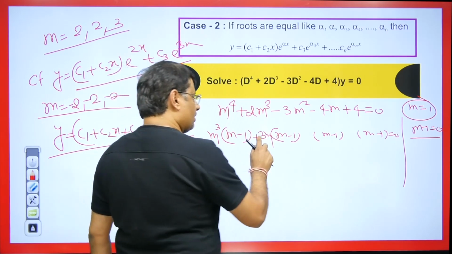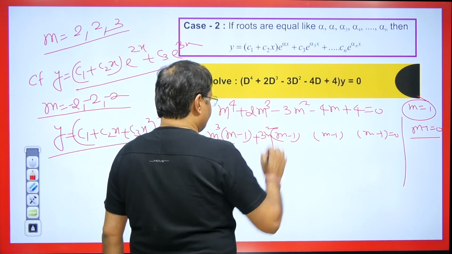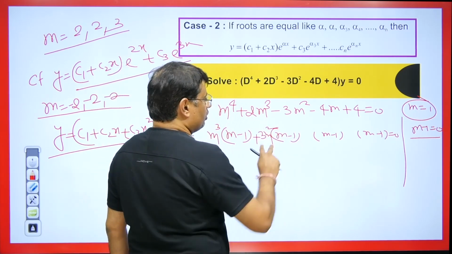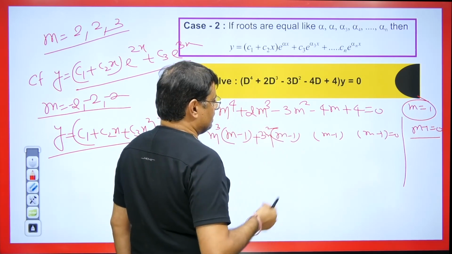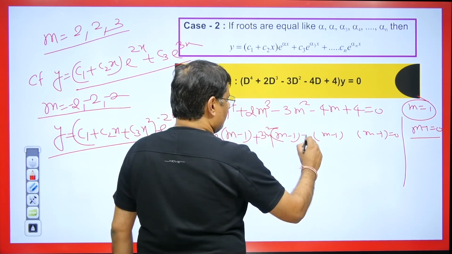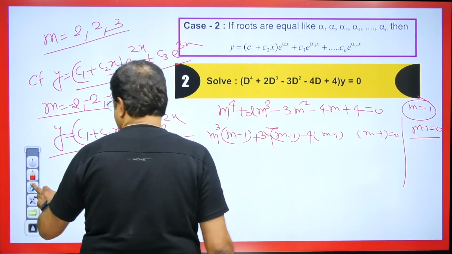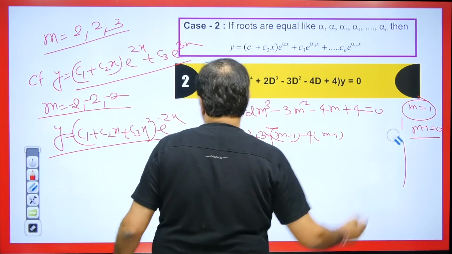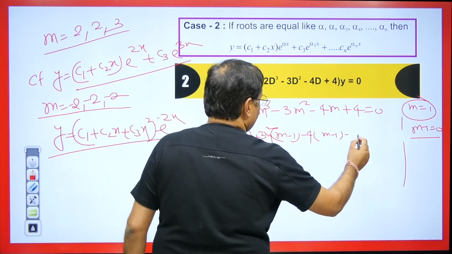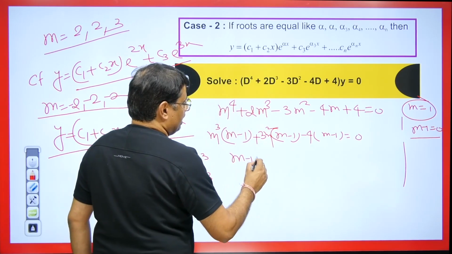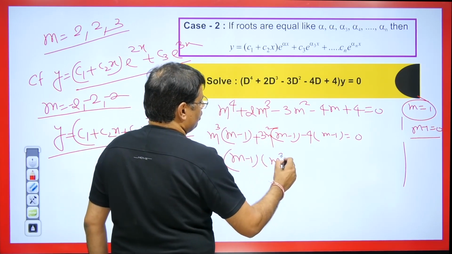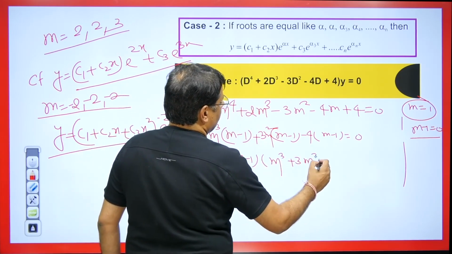This means it will be 3m square. When we multiply 3m square by minus 1, we get minus 3m square. And we already have this term, so this is not required. Here, this will become minus 4. This means this last factor is of no use. Students, you will see that this will become its factor. When we take m minus 1 common here, we will get m cube plus 3m square minus 4.